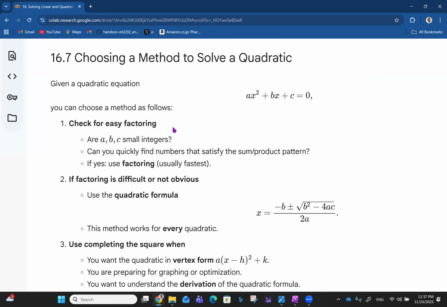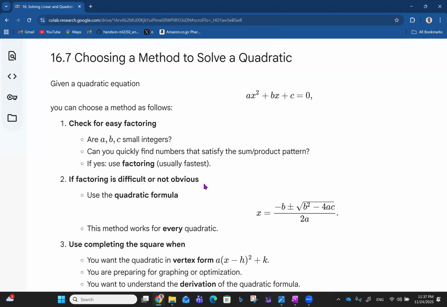Check for easy factoring. Can you easily factorize? Are a, b, and c small integers? That can help to factor. Can you quickly find numbers that satisfy the sum and product pattern? That is, you need two numbers that will give you a product of ac and at the same time add up to b. If yes, you can use factoring, which is usually the fastest.